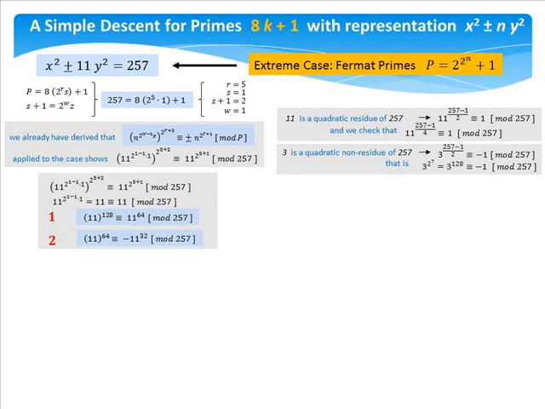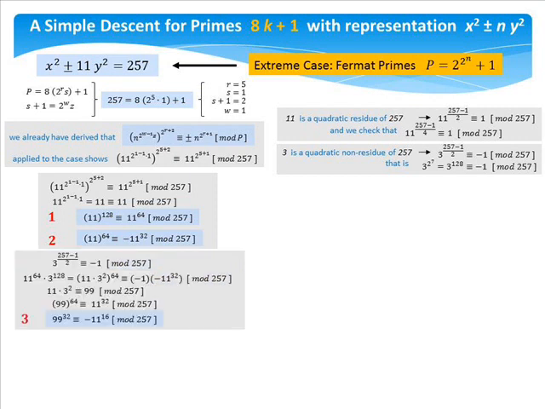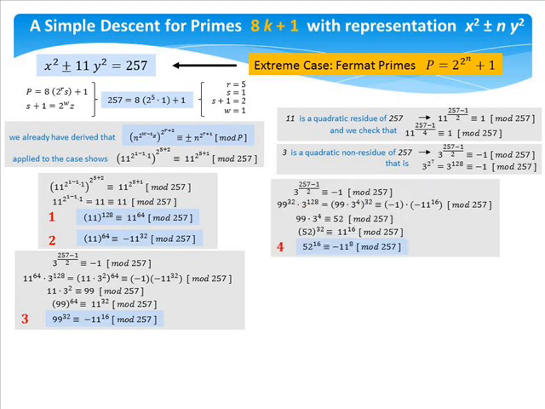Upon applying the first and second steps, we deduce that 257 divides 11 raised to 64 plus 11 raised to 32. Given that congruence, and combined with a congruence involving 3 as a quadratic non-residue, we end up finding that 257 divides 99 raised to 32 plus 11 raised to 16. Applying this outcome and the congruence involving 3 as a quadratic non-residue, we conclude that 257 divides 52 raised to 16 plus 11 raised to 8.